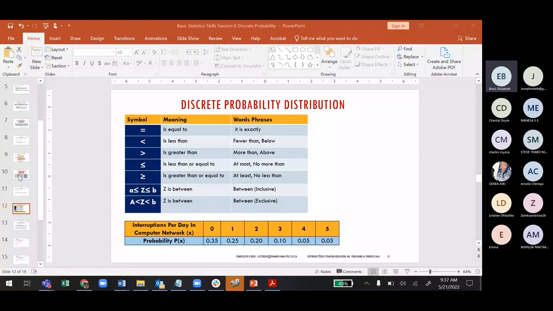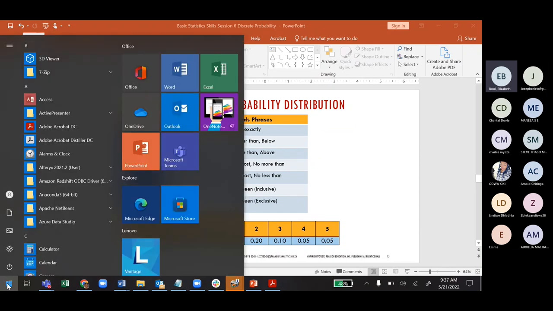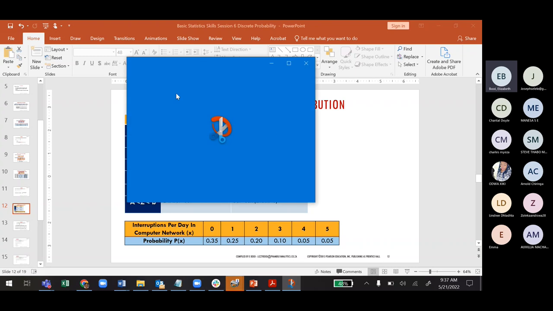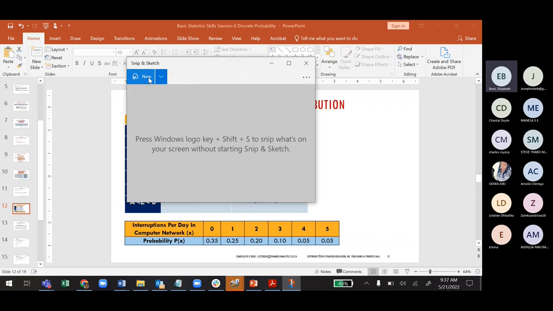So on your PC, you go to the start function there. You click on the start and you type SNI. And you will have two. If your Microsoft Office has the Snip and Sketch, it will come up there. You can see there, it's there, Snip and Sketch. You just open that Snip and Sketch and it will come up there.